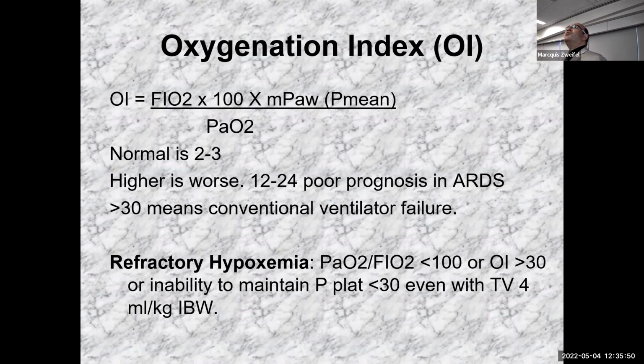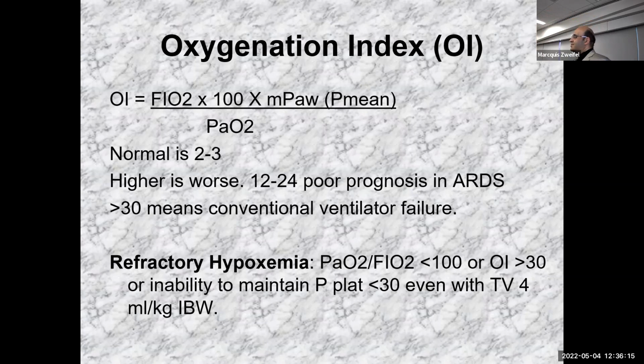Your FiO2 is 0.2 and PO2 is 100, times 100 times your mean airway pressure. If any one of us with healthy lungs, or any patient with healthy lungs intubated, say for altered mental status, your mean airway pressure will be less than 10. Okay, so if you calculate that, you will get 2 to 3, normal oxygenation index. So when you reach 12, your patient is very sick. When you reach 30, this is what we call refractory hypoxemia.